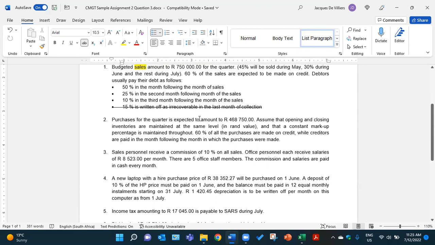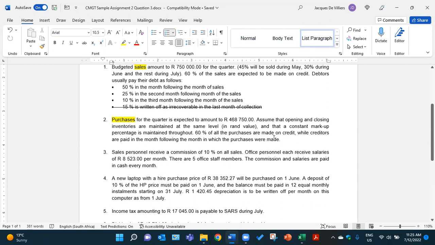Purchases for the quarter is expected to amount to 468,750. So the next thing that we're going to have on this statement looks like it is purchases. Interesting sentence that follows. They say, assume that opening and closing inventories are maintained at the same level and that a constant markup percentage is maintained throughout. That is our assumption. But now look, they do not tell us what that constant markup is. So it is something that we will have to calculate later before we can actually see what our purchases are in the different months. Keep that in mind.